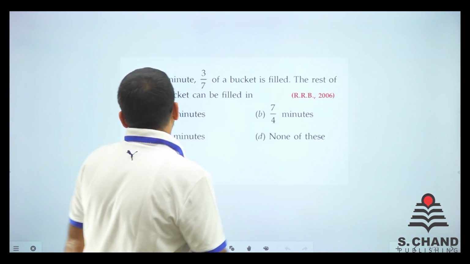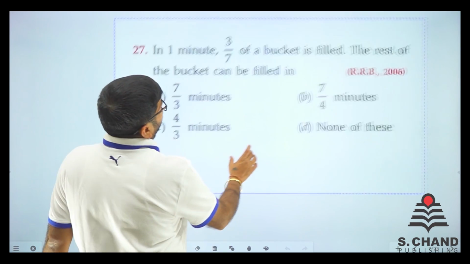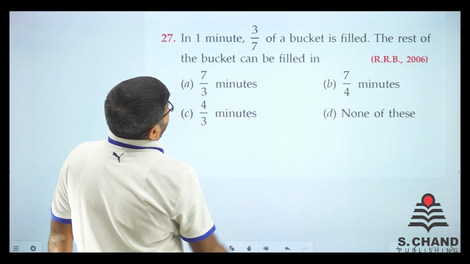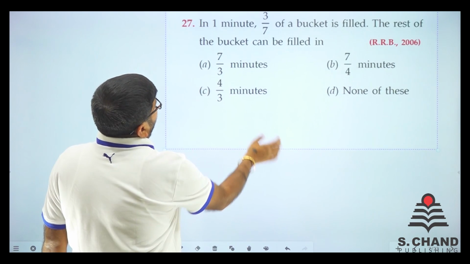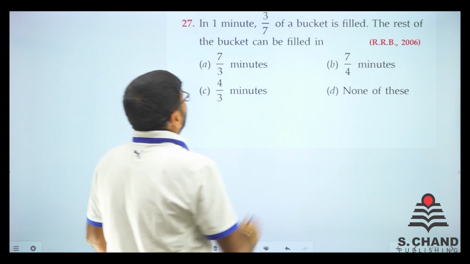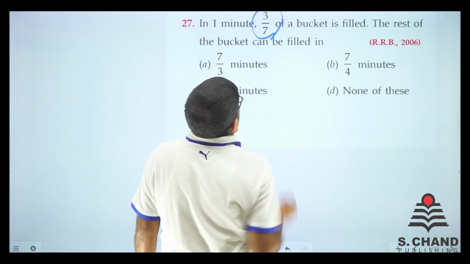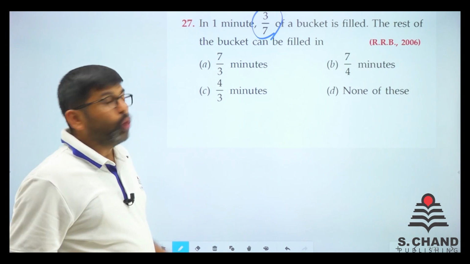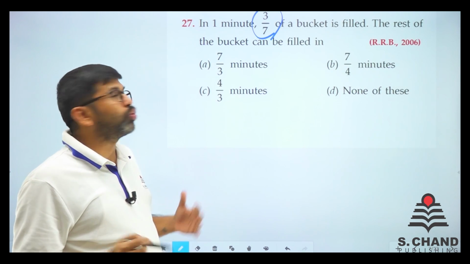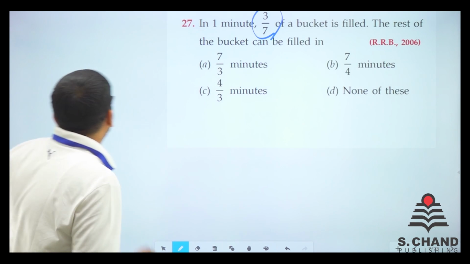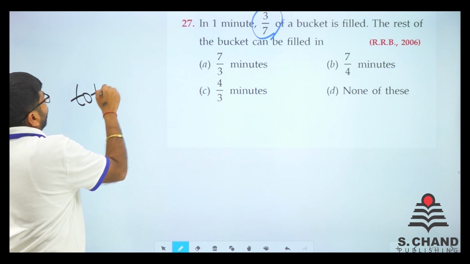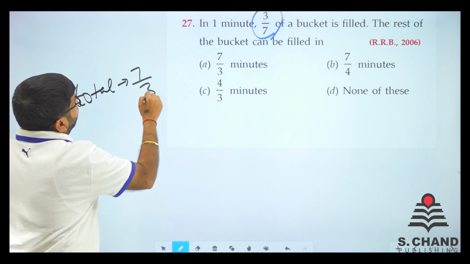Here we go. Question number 27. Let's see what it says. It says that in 1 minute, 3 by 7 of the bucket is filled. The rest of the bucket can be filled in? So, if it is 3 by 7 of the bucket in 1 minute, the total time taken will be the reverse of this. So, total time will be like 7 by 3.